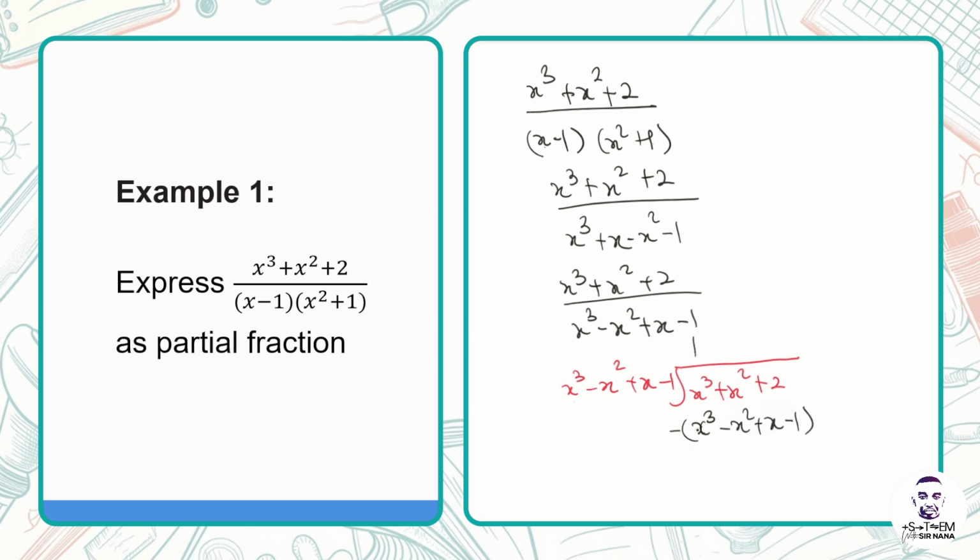Then we subtract. So x cubed subtracted from x cubed cancels. Then we are going to have x squared minus minus x squared, so that will give us 2x squared. Negative negative gives us positive. There's no x term here, so the negative will affect the x, and we have minus x. Then we have 2 minus minus 1, which gives us plus 3.